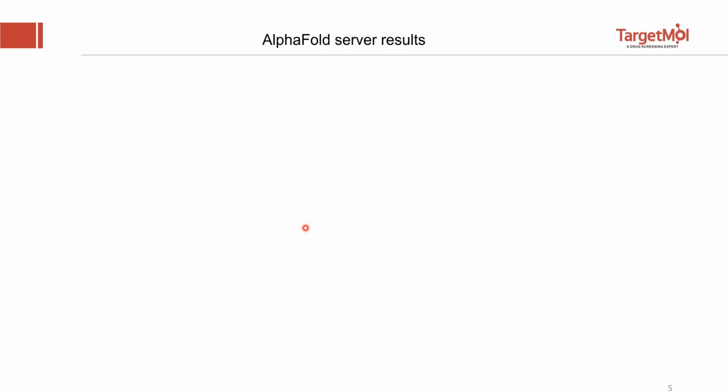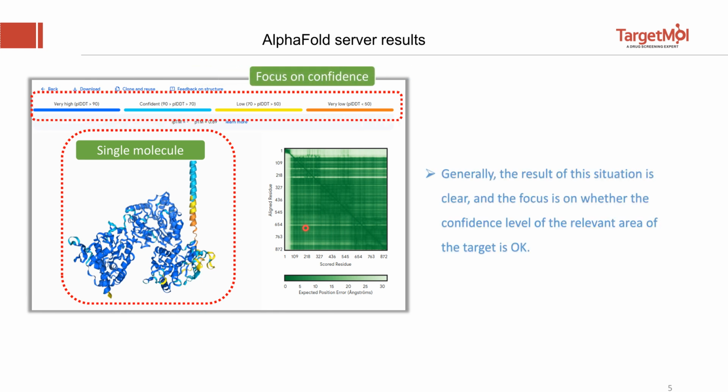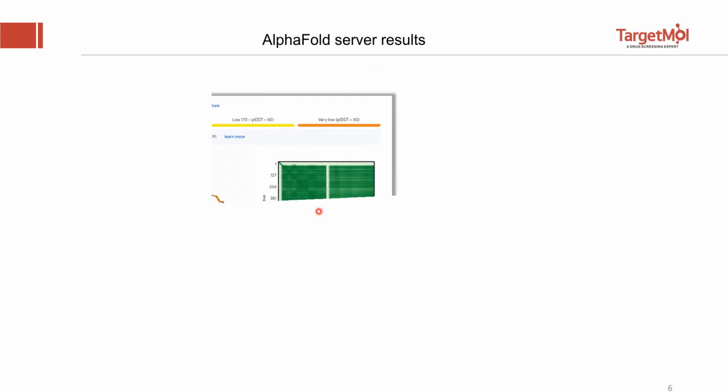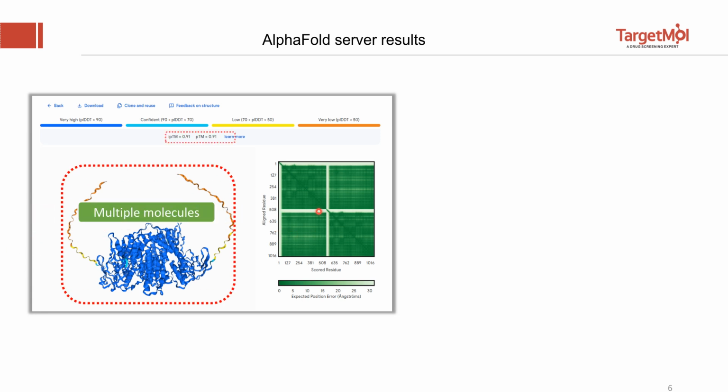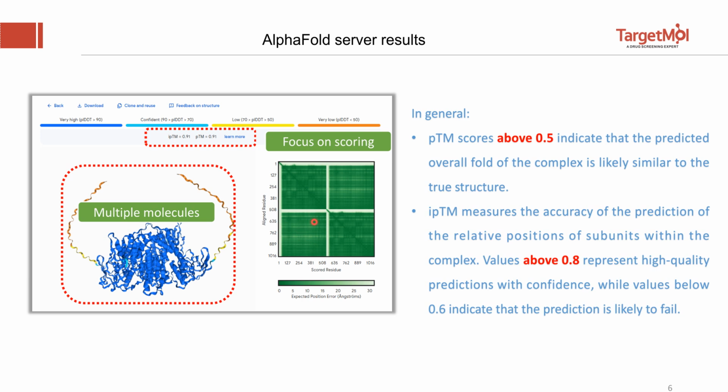If AlphaFold Server is used to predict a single molecule, then you only need to pay attention to the confidence. If it is used to predict multiple molecules, then you need to pay attention to the score. In general, PTM scores above 0.5 indicate that the predicted overall fold of the complex is likely similar to the true structure. IPTM measures the accuracy of the prediction of the relative positions of subunits within the complex. Values above 0.8 represent high-quality predictions with confidence, while values below 0.6 indicate that the prediction is likely to fail.